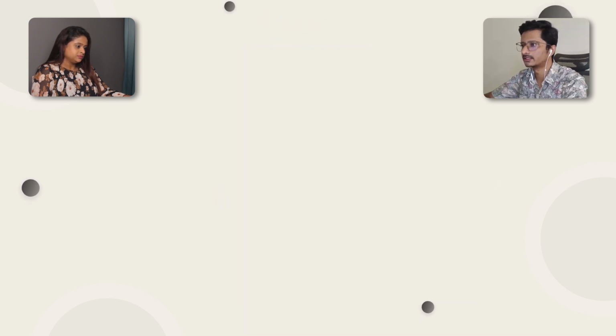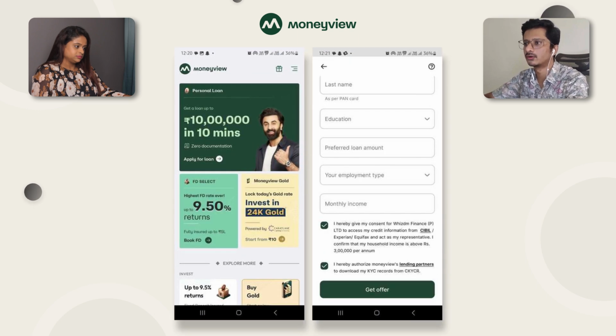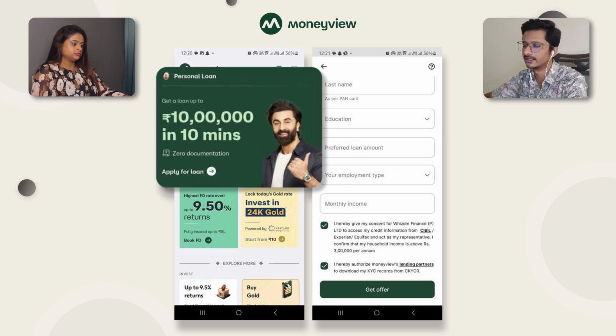Right. Let's look at the next one, which is MoneyView. Here we see that MoneyView on their home screen has a bunch of offerings like FDs and various other things, and they kept their personal loan offering in the top section, giving it the highest prominence.